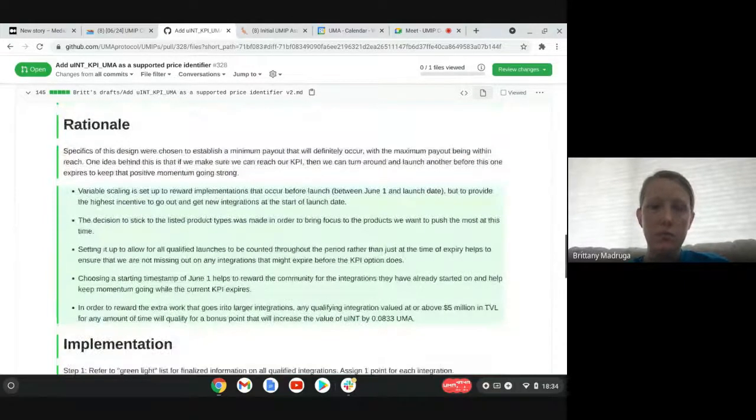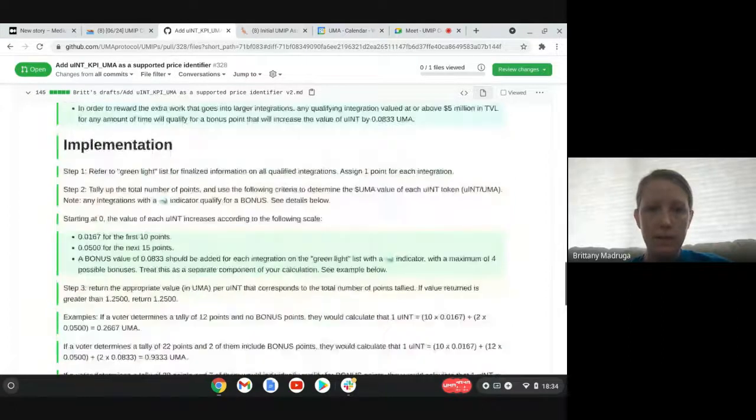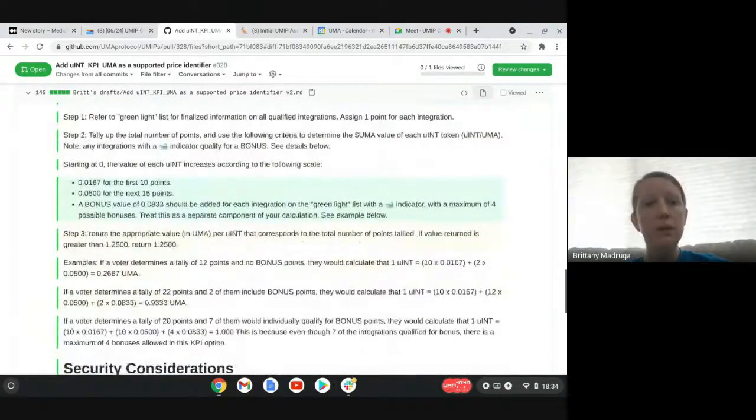And last minute, Clayton wanted to add the idea of a bonus category. Anything that qualifies for a bonus still gets the base points for being an integration, but then gets a bonus value added on top of it, with a maximum potential of 4 of those. He didn't want it to be such that we underestimated how easy it was going to get to have those qualifying bonuses, so he put a cap on it that way.